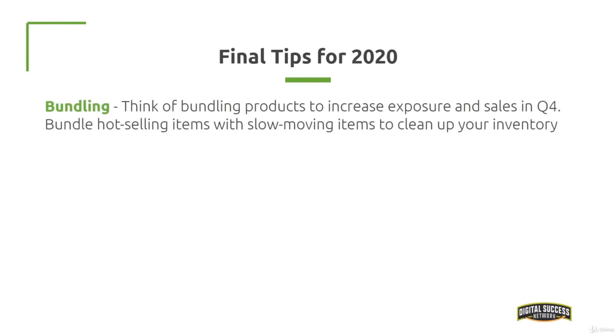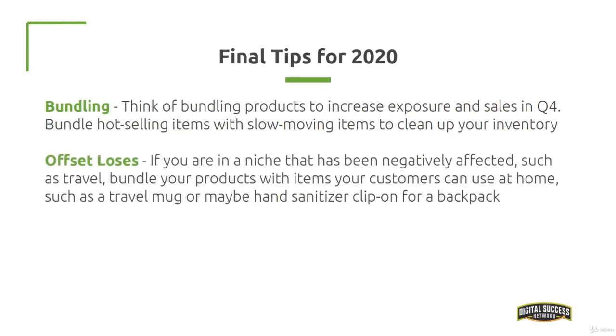Hey, bundling. Think of bundling products to increase exposure and sales in Q4. So you can bundle hot selling items with slow moving items just to clean out your inventory, and offset losses. So if you're in a niche that's been negatively affected, such as travel, you could try bundling your products with items that your customers can use at home, like maybe a travel mug, or maybe hand sanitizer clips for your backpacks or stuff like that.